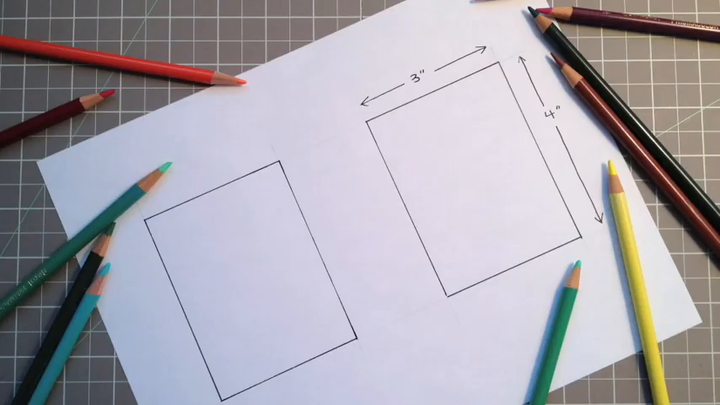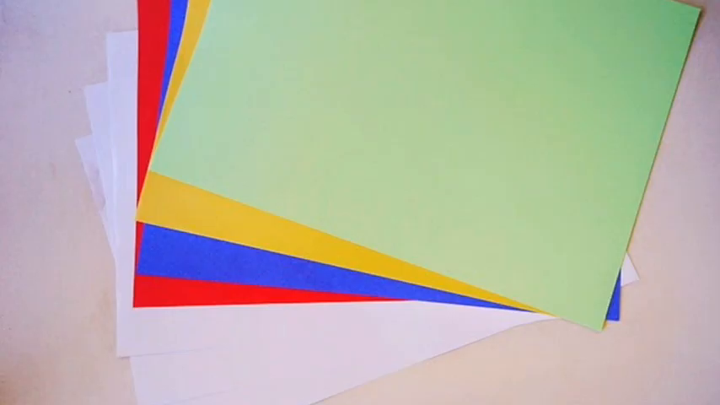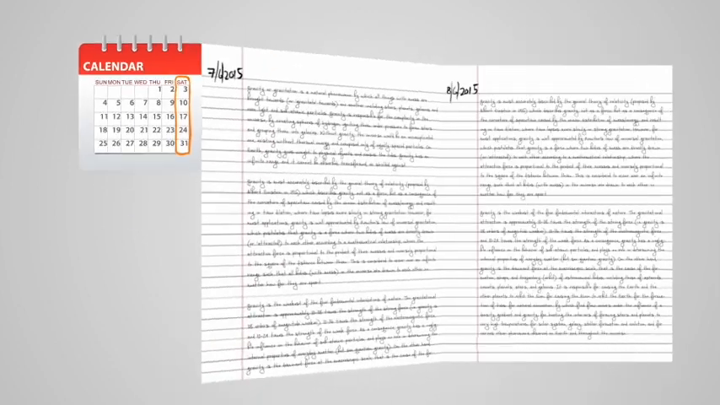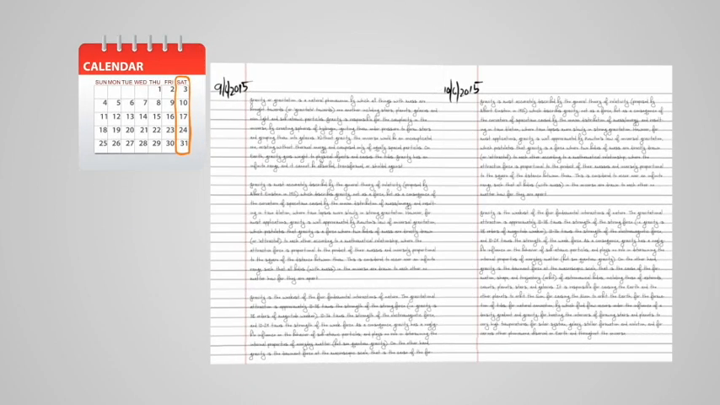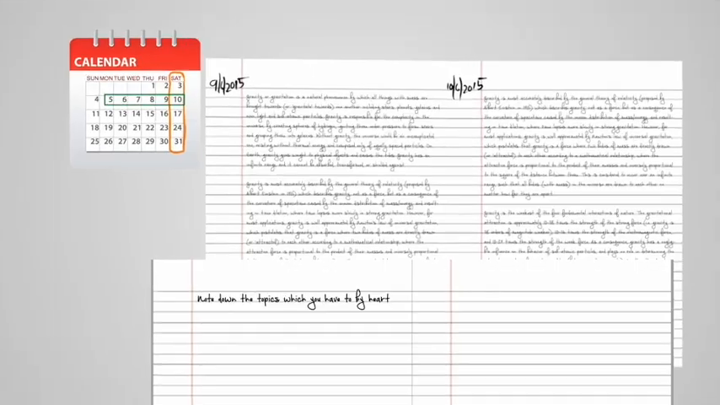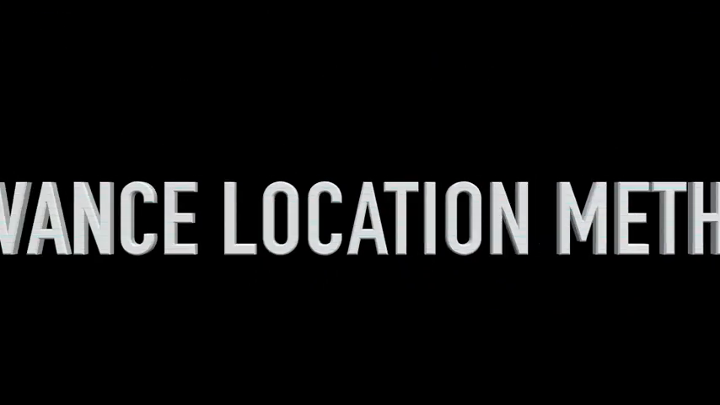To do this, you need some white or color drawing sheets. Every Saturday evening, first go through the subject covered in the last week, that is Monday to Saturday. Note down the topics which you have to learn by heart. In your subjects, you can learn some content by linking method. Some things you can learn with the peg words, something you can do with the advanced location method, some things with the judicious method. Apply all these methods wherever you can use them.